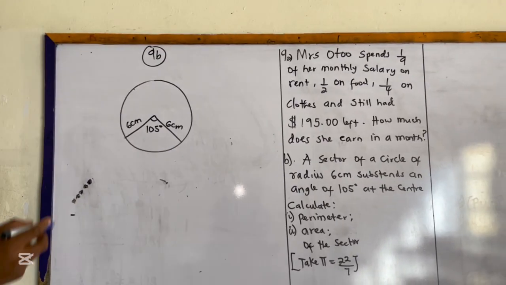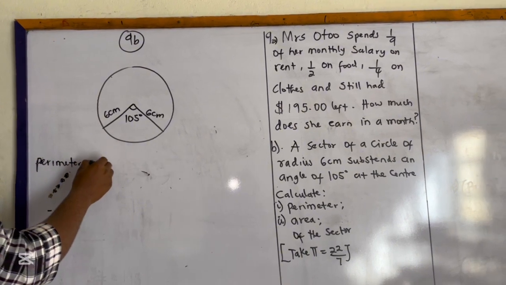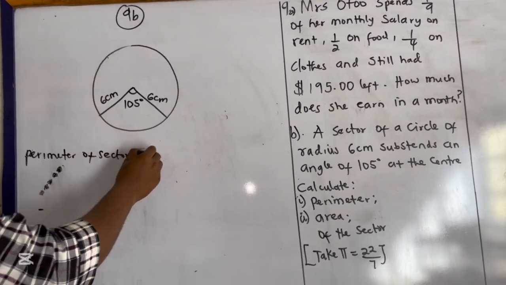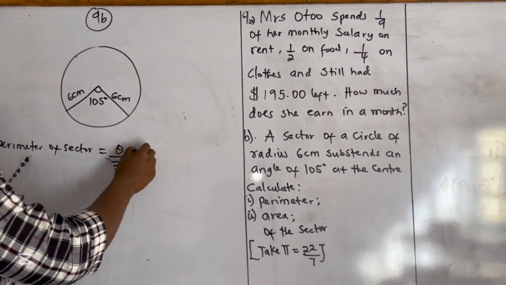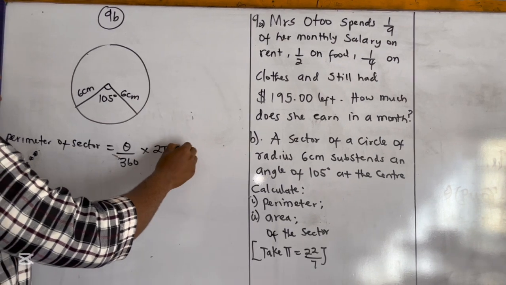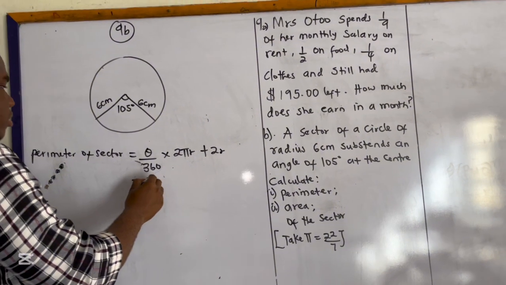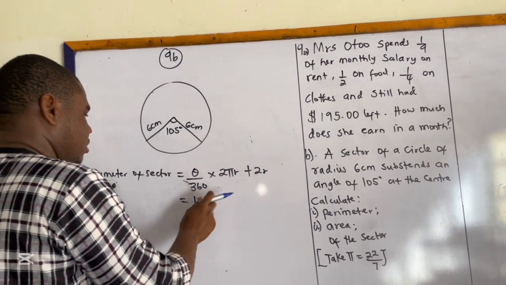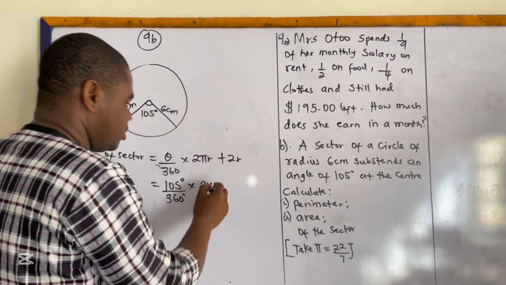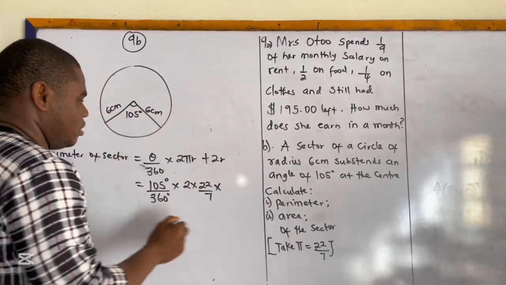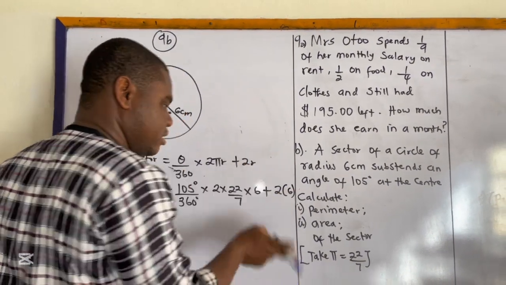So we have to calculate the perimeter. So the perimeter of the sector is equal to theta, the angle, over 360 times 2 pi r plus 2r. So in this case, we have the angle here is 105 degrees over 360 degrees times 2 times pi. We are being asked to use 22/7. The r is 6, plus 2 in bracket 6, since r is 6.